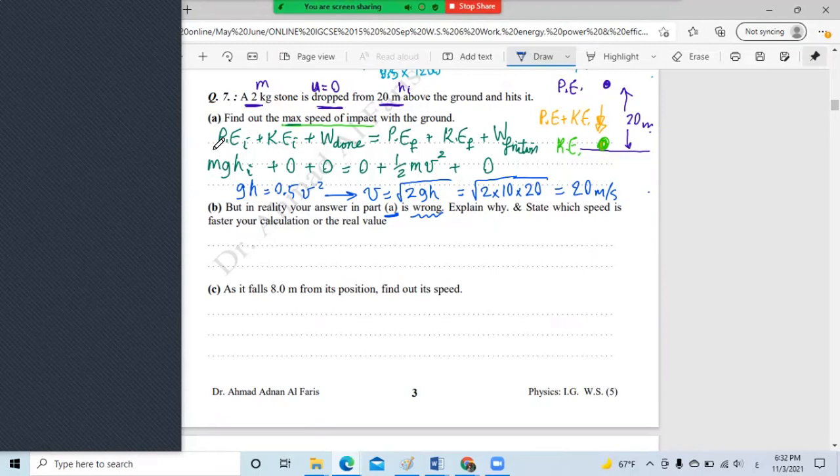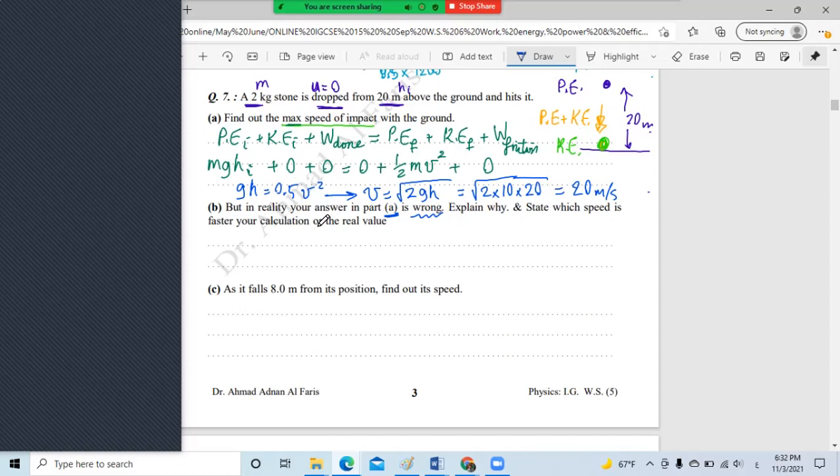The total energy before, potential energy plus kinetic energy plus work done, equals potential energy final plus kinetic energy final plus work done. Initially, it has only potential energy because it was dropped. There is no speed. So potential energy initial equals mgh. There's no work done. Potential energy final, as it reached the ground, there is no height, only kinetic energy, half mv squared, and we assume there is no air resistance during the way it falls down. So that's how we get the answer.